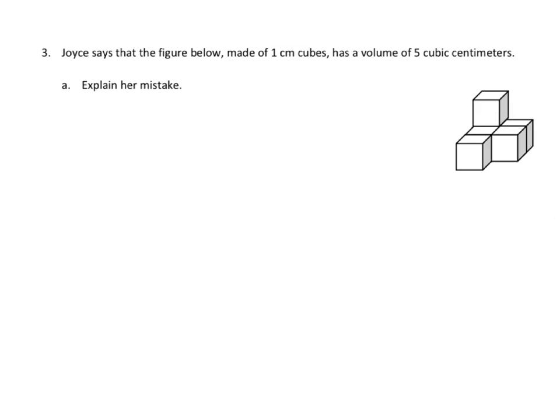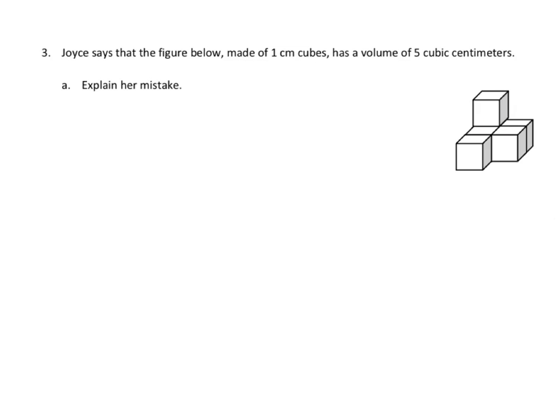Okay, the last one here is we have Joyce says that the figure below, made of 1 centimeter cubes, has a volume of 5 cubic centimeters. Explain her mistake. Well, if we look at that, we only can see 5, right? There's one here, one here, one here, one here, one here, for a total of 5. But this last one is not floating on air. So there is another cube that is underneath it supporting it.